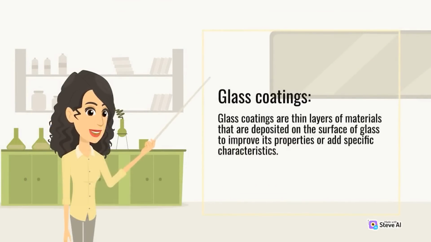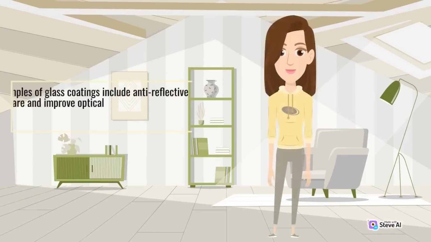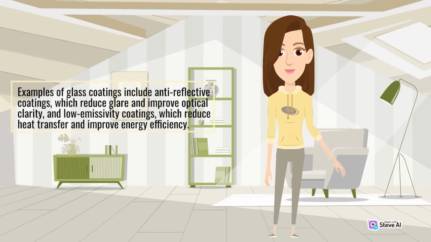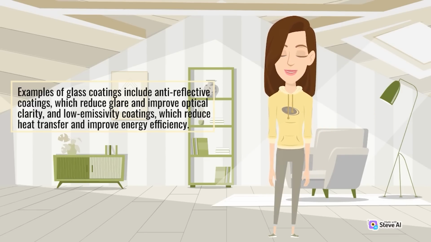Glass coatings. Glass coatings are thin layers of materials that are deposited on the surface of glass to improve its properties or add specific characteristics. Examples of glass coatings include anti-reflective coatings, which reduce glare and improve optical clarity, and low emissivity coatings, which reduce heat transfer and improve energy efficiency.